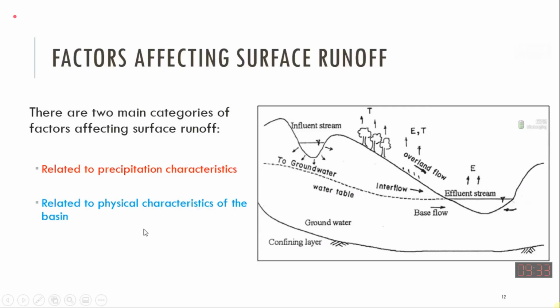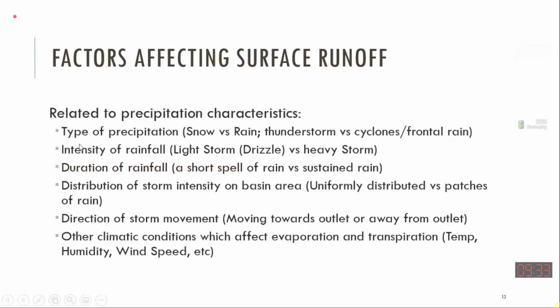So we will see what these factors are. We will name them over here. Maybe we will further describe them in the next lecture with the help of figures. Some of the effects of the factors on the hydrograph will be shown, how the shape of the hydrograph changes. So runoff is expressed in the form of a hydrograph.